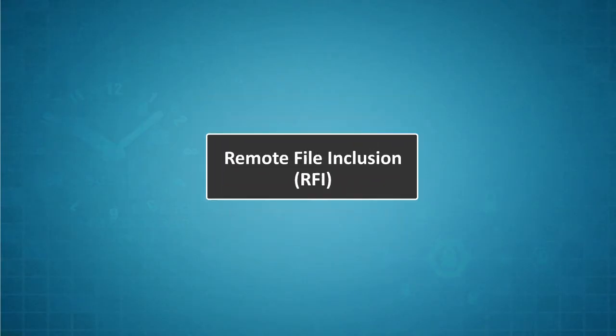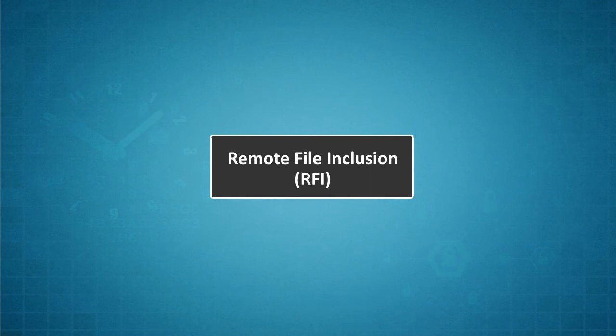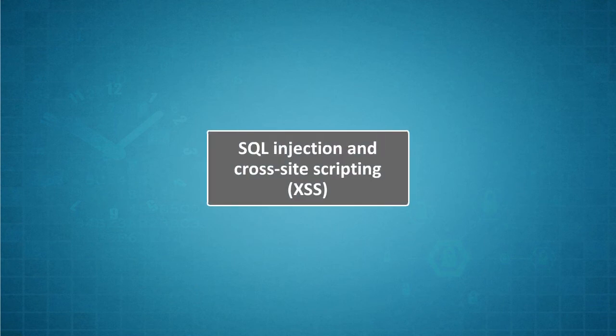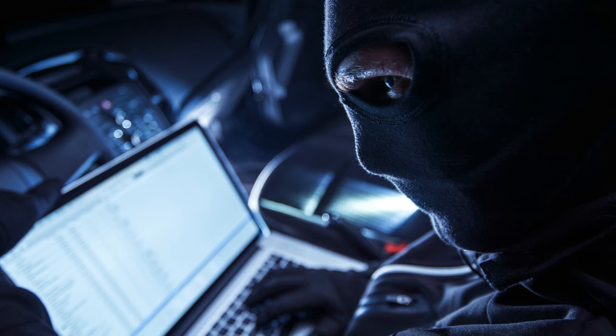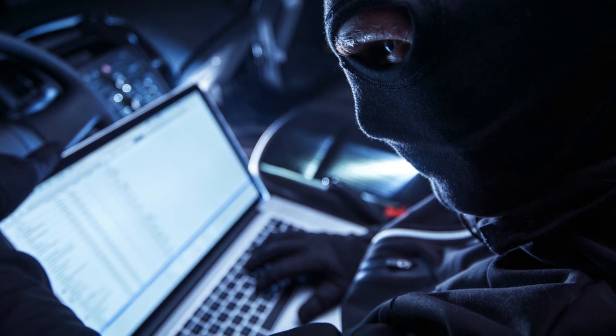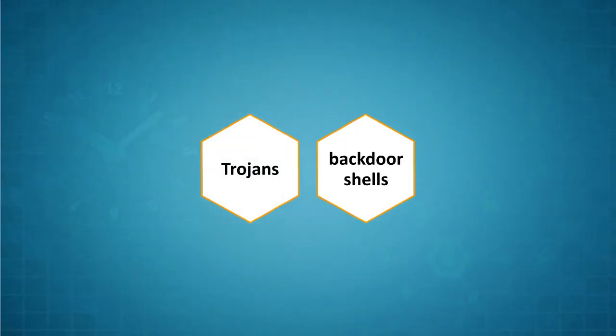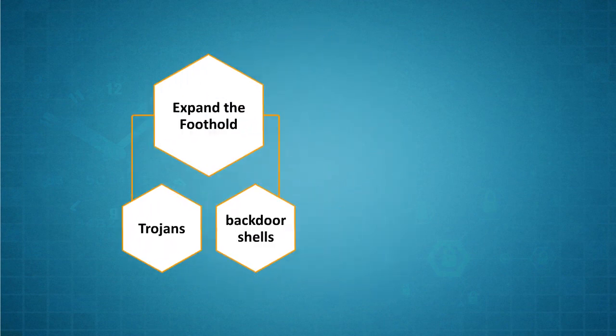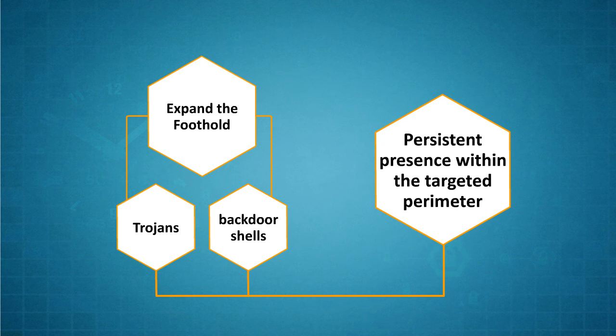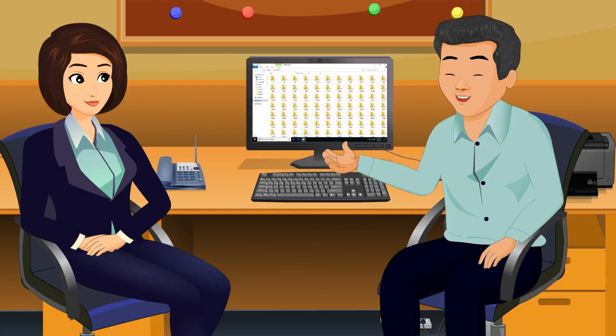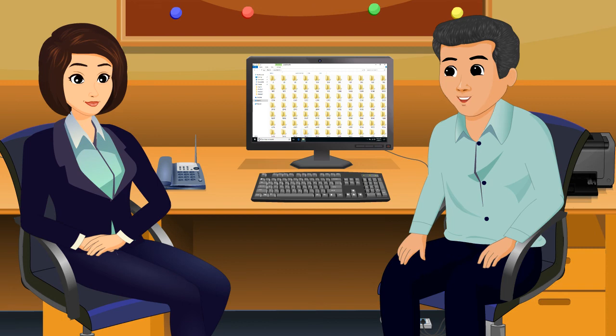More common attacks such as remote file inclusion, simply referred to as RFI, SQL injection, and cross-site scripting, also known as XSS, are frequently used by perpetrators to establish a foothold in a targeted network. Next, Trojans and backdoor shells are often used to expand the foothold and create a persistent presence within the targeted perimeter. How can organizations mitigate APT attacks?